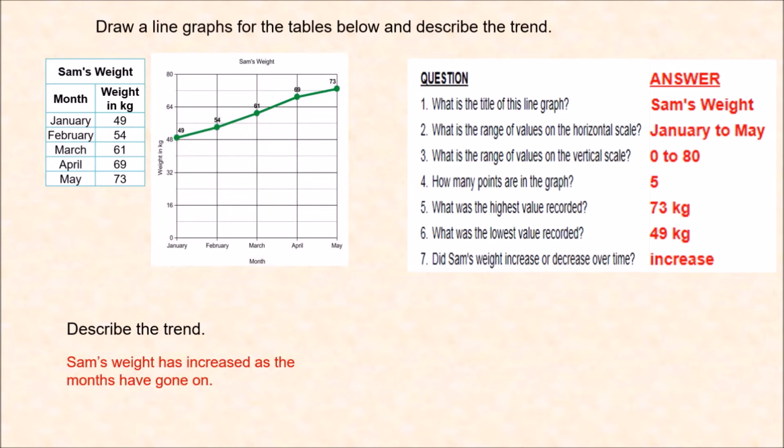The highest value recorded is 73, as I have said, and the lowest value recorded is in January, that's 49 kilograms. Did Sam's weight increase or decrease over time? It's always increasing, so it increases over time. It increases every month.